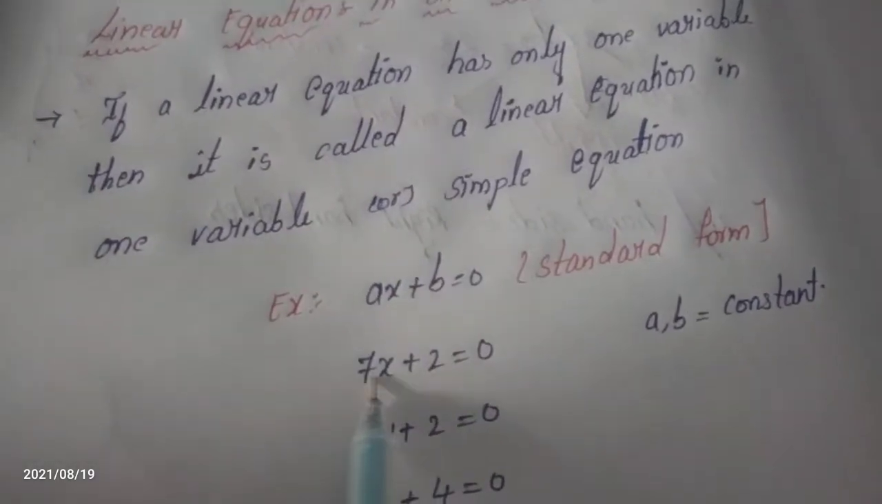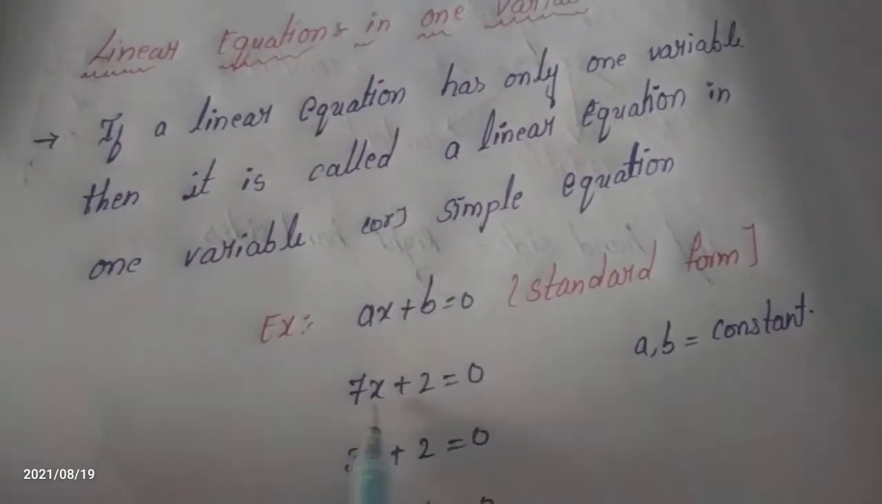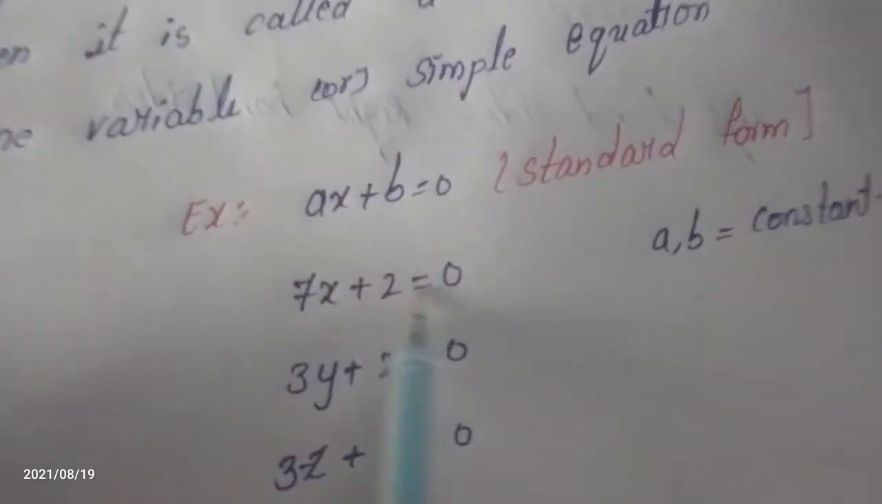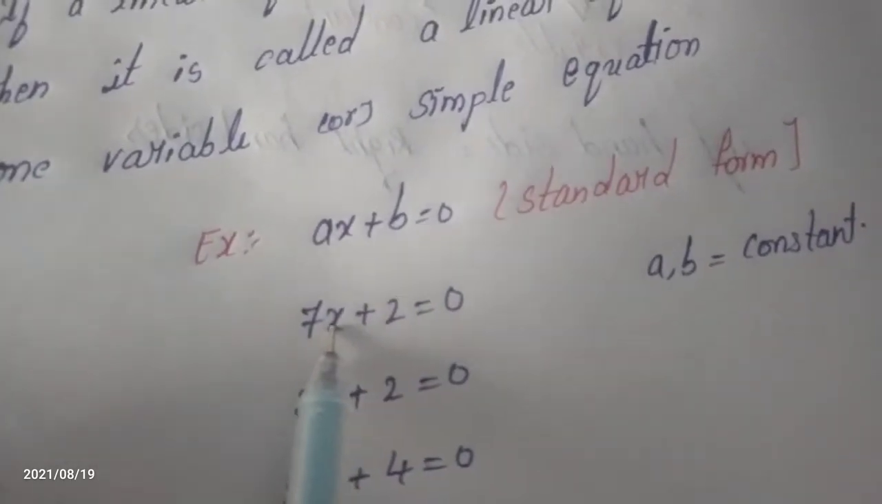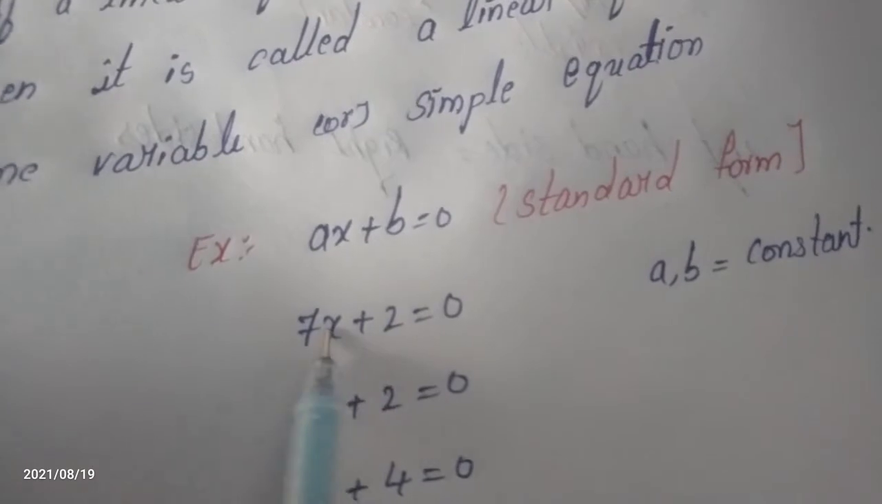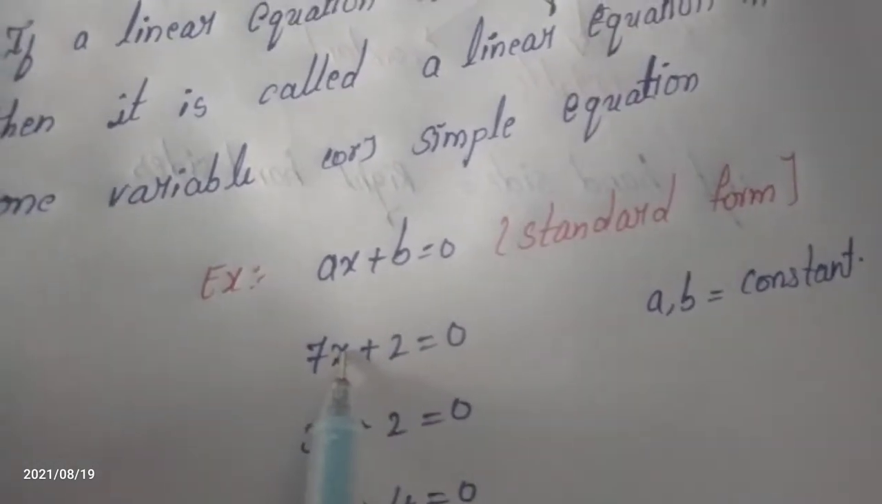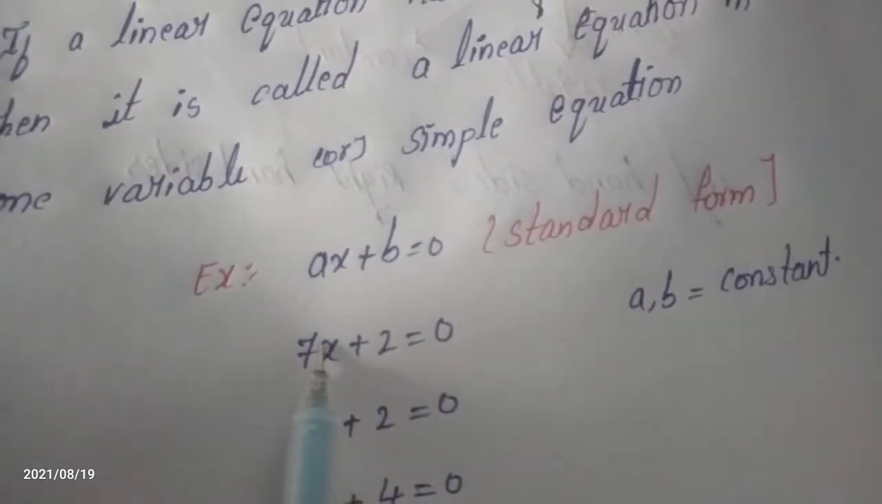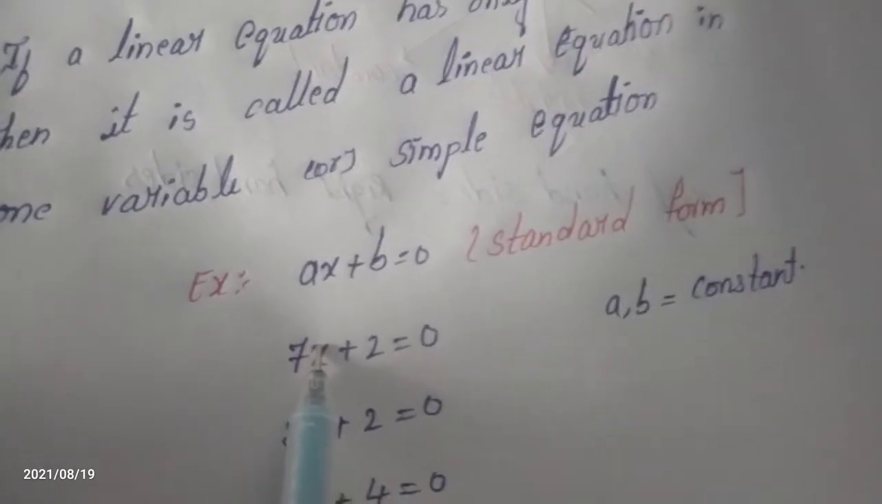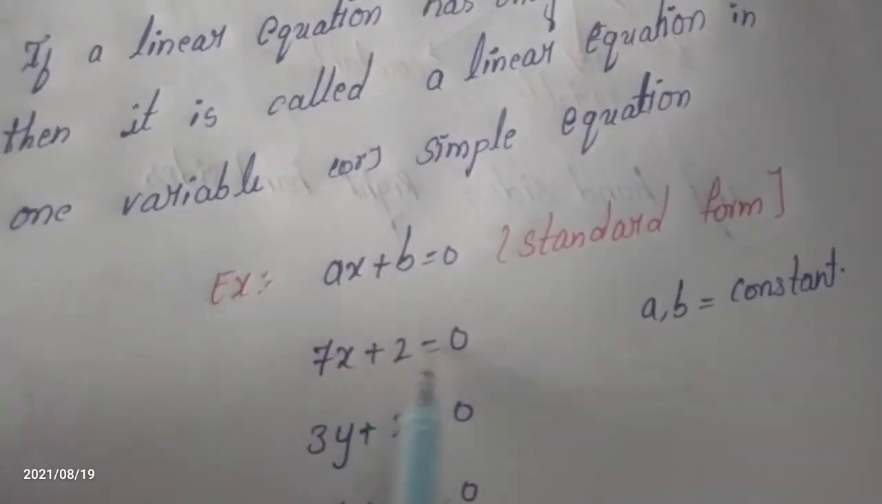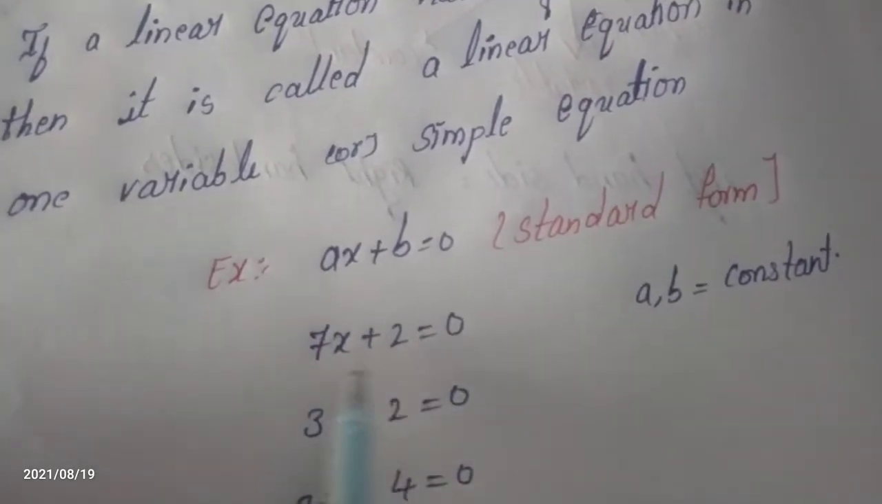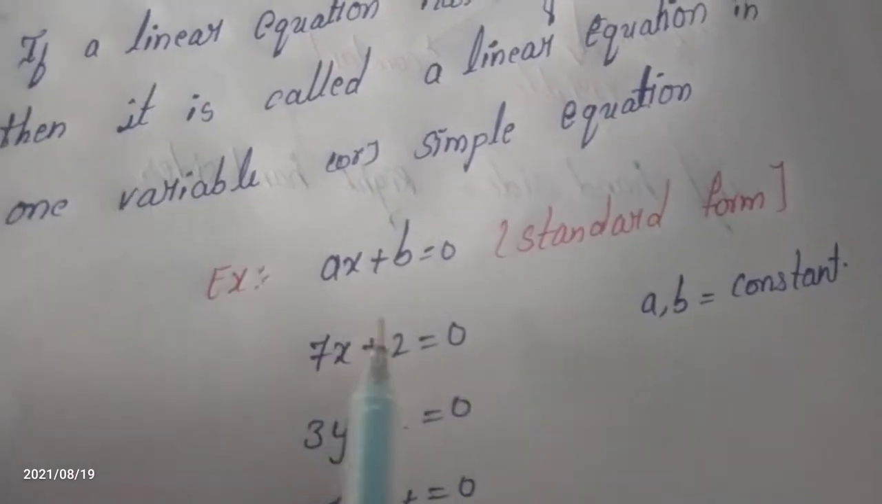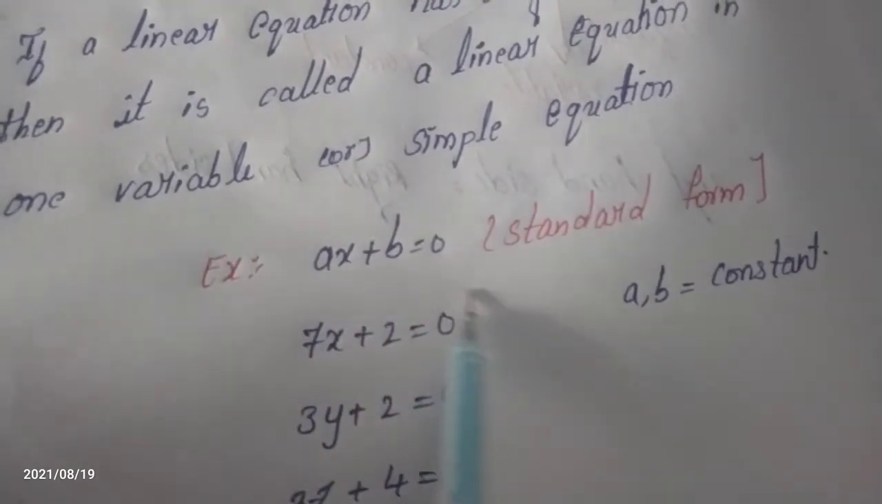Let's see. 7x plus 2 is equal to 0. Can you see how many variables are in this equation? Only x is there, y is not there. At a time we cannot use two variables. Here, 7x plus 2 is equal to 0. How many variables? One variable. And how many powers? Only one power. This is called a linear equation in one variable.